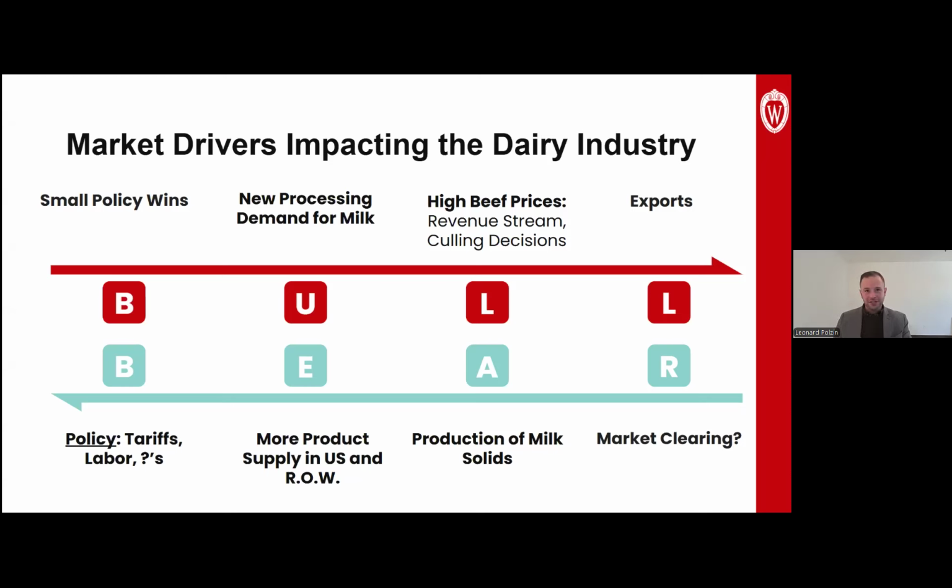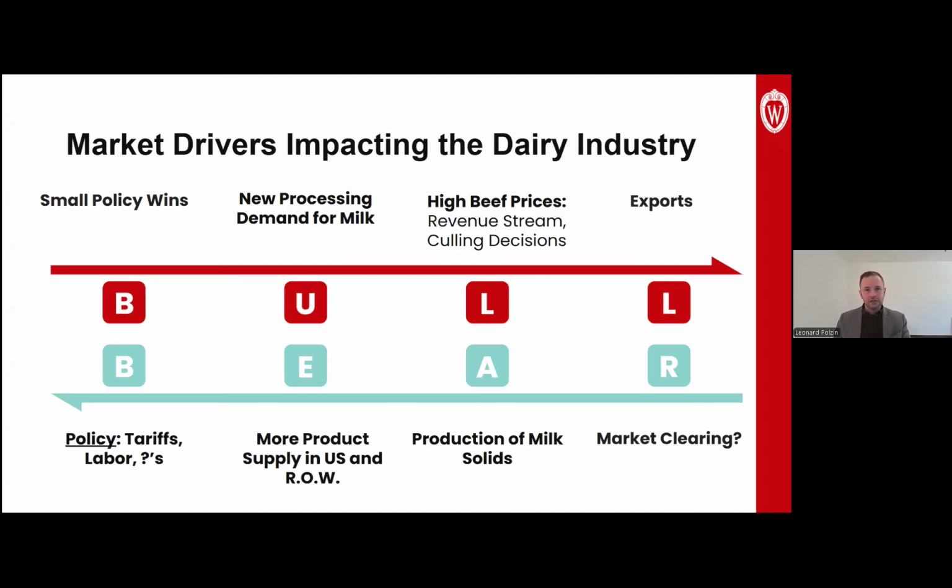But now we'll take the contrarian view here and see what are the things pulling down on markets. I think policy is always that wild card. What does labor look like? What does labor availability look like? What do tariffs look like? What are the unknown things that we don't know yet that could come about, right? I think there's a lot of policy unknowns out there.